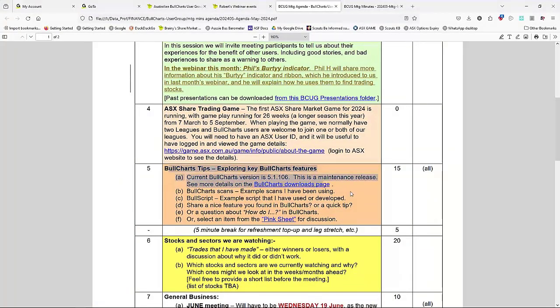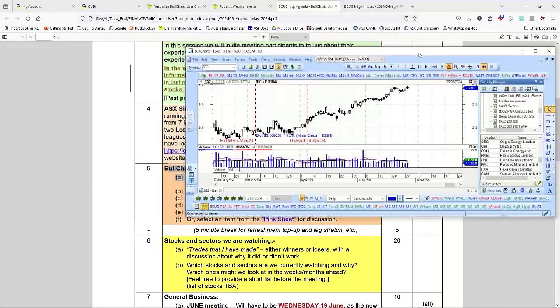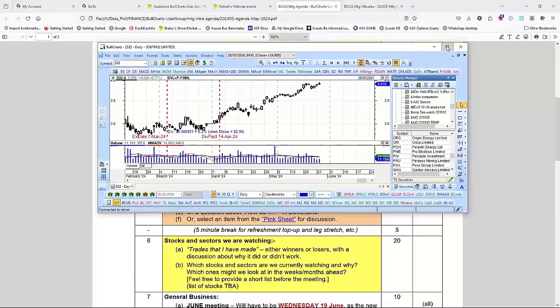BullCharts tips, questions or features. Are there any questions about something in BullCharts, features that don't seem to work, or something you've found, or a question about how to do things? And no questions are silly. No? No questions.